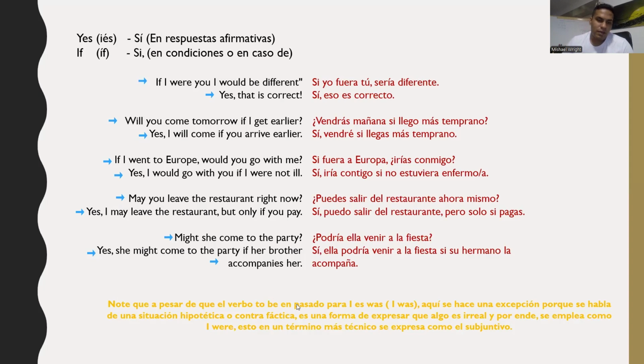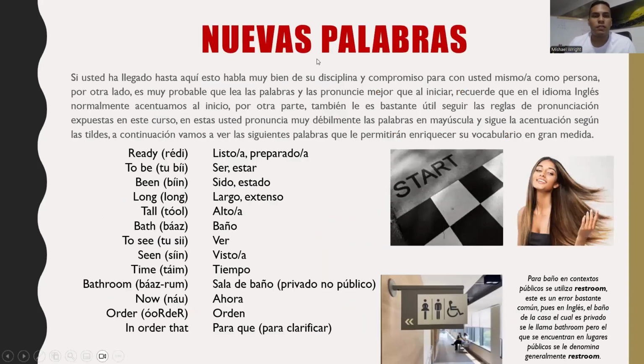Note que a pesar de que el verbo to be en pasado para I es was, aquí se hace una excepción porque se habla de una situación hipotética o contrafáctica. Es una forma de expresar que algo es irreal y por ende se emplea como I were. Esto en un término más técnico se expresa como el subjuntivo. Ya habíamos hablado un poco de eso. Okay. Si no lo entiende, vaya nuevamente a las lecciones anteriores.